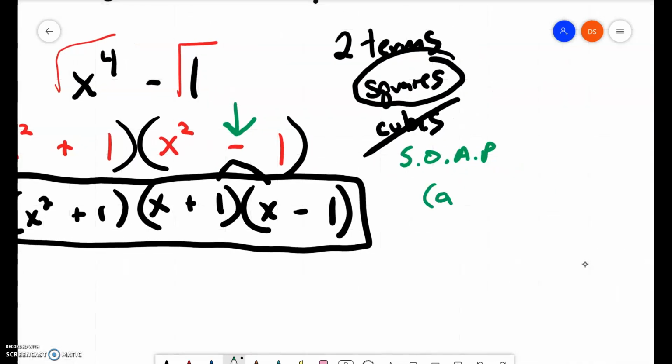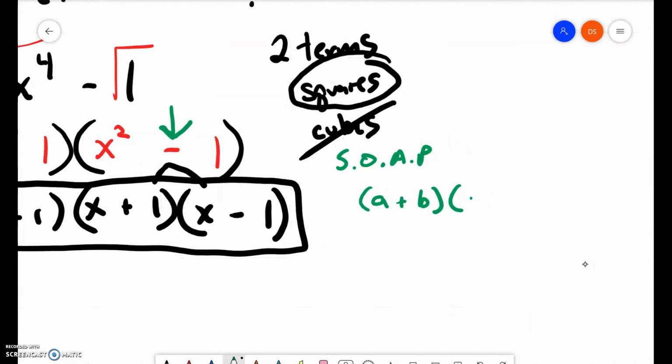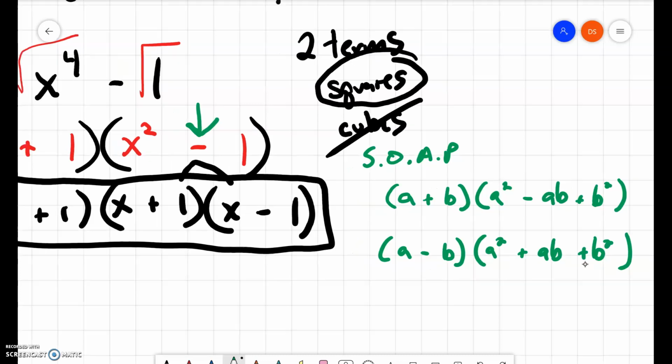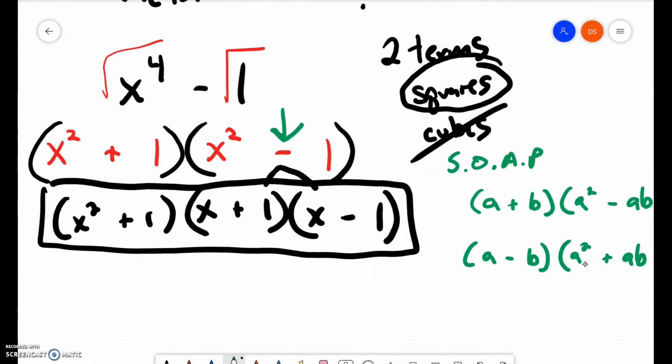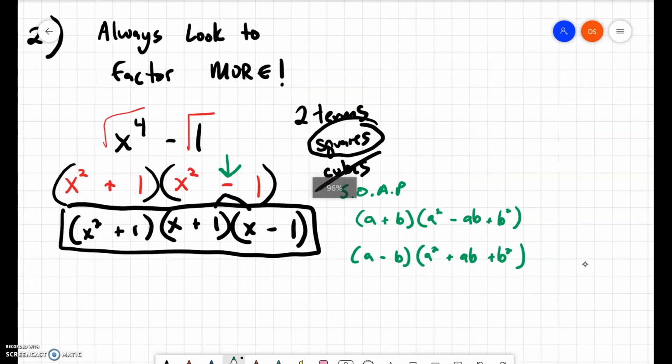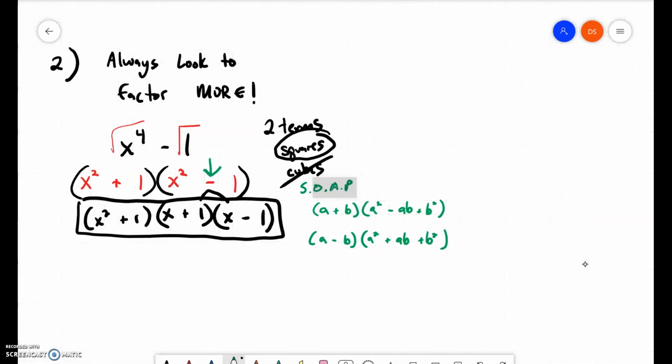Remember, you can have a plus b, which would then be a squared minus ab plus b squared. Or you can have a minus b, which would be a squared plus ab plus b squared. So with cubes, it can be either or, but with squares, perfect squares, it has to be difference. Okay? So this is such an important point. We're at the 6-minute mark.